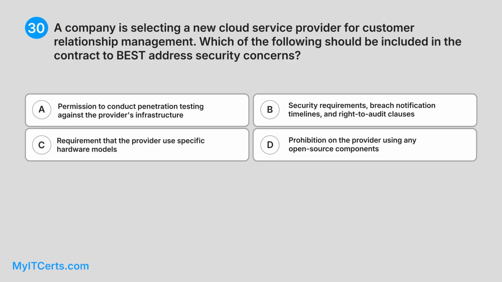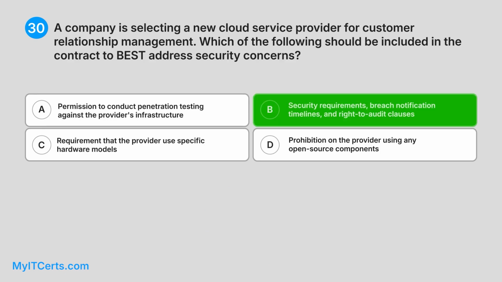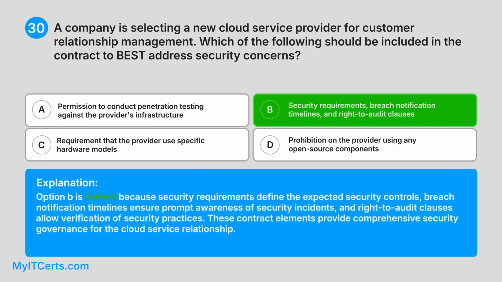Correct answer. B. Security requirements, breach notification timelines, and right to audit clauses. Explanation. Option B is correct because security requirements define the expected security controls, breach notification timelines ensure prompt awareness of security incidents, and right to audit clauses allow verification of security practices. These contract elements provide comprehensive security governance for the cloud service relationship.